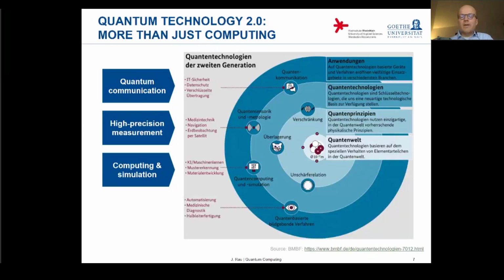I found here on the website of the Federal Ministry of Education and Research, they have a big program on quantum technology, and there's a figure that tries to summarize the various aspects of quantum technology. And you can look at that at home and get an overview of what's going on in the field.